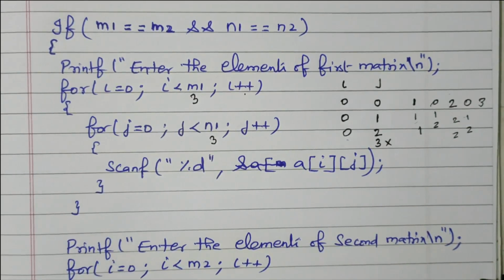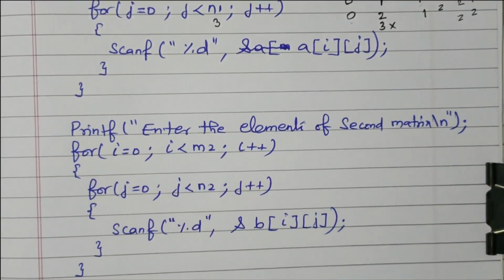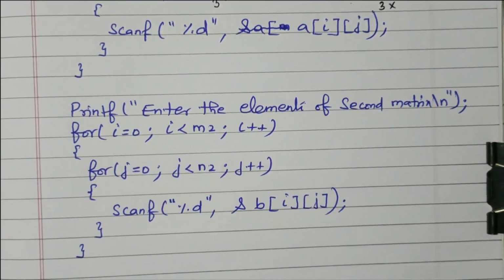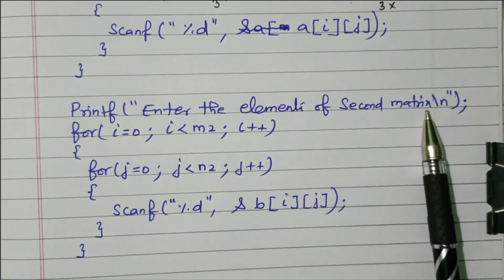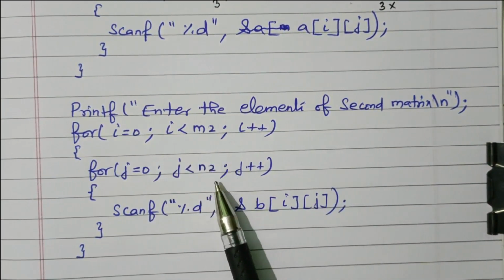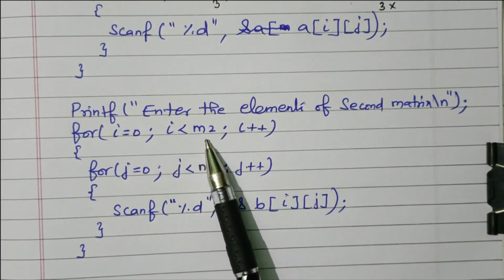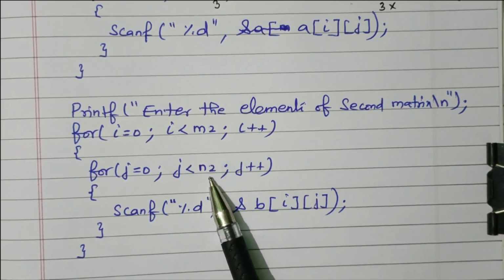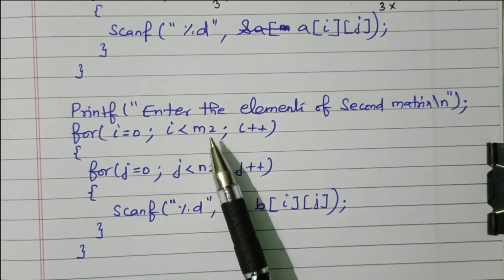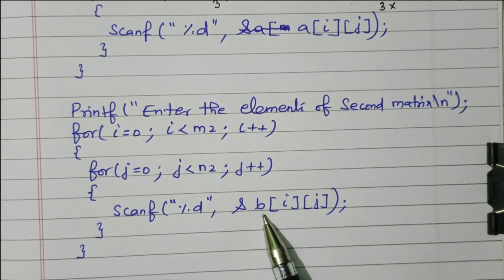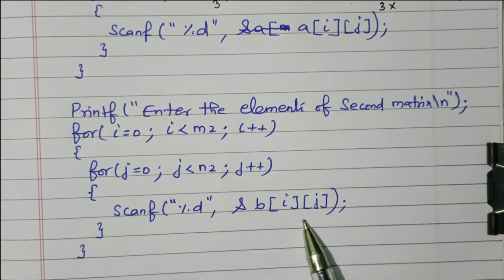The same process is repeated for the second matrix. Enter the elements of the second matrix. Same thing, here M2 and N2. Anyway, M1 is equal to M2, N1 equal to N2, so we can use N1, M1 also. Both are equal. The second matrix is stored in B of ij.